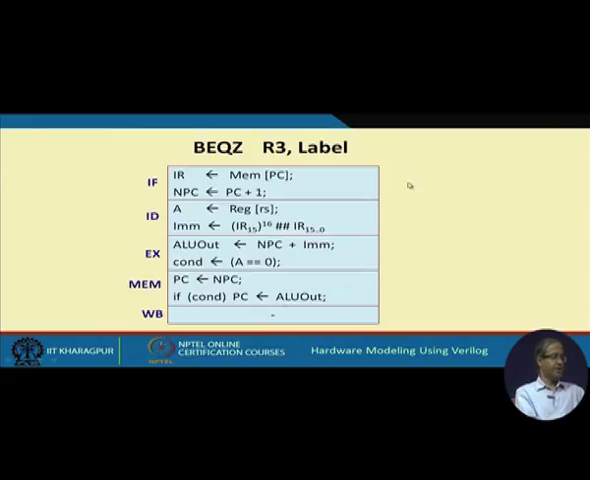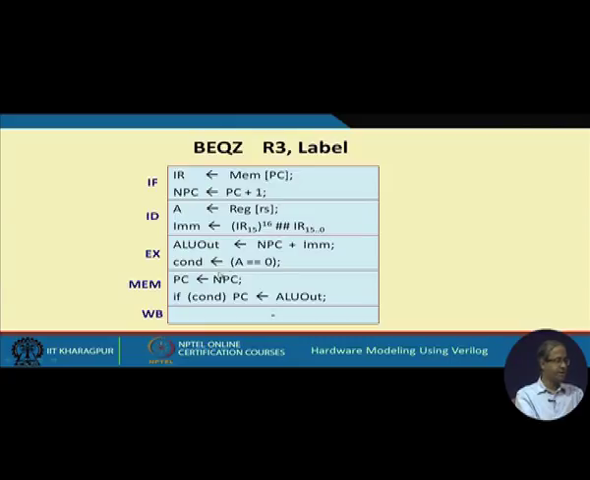And one example of a branch instruction, branch equal to 0, it checks whether R3 is 0 or not. If it is 0, then it jumps to label. You see what is done here? Instruction fetch is again the same. In instruction decode, R3 is fetched into A, and whatever immediate offset is there, that is sign extended in IMM.